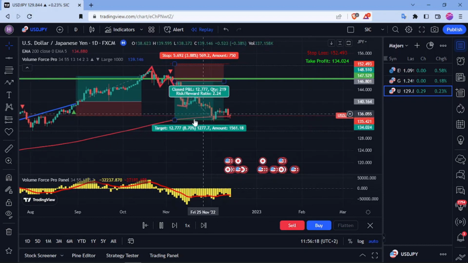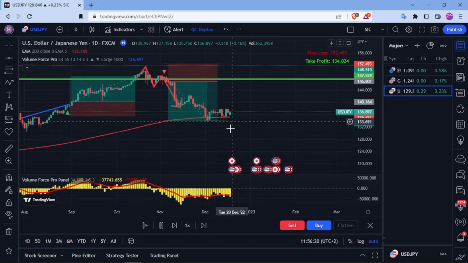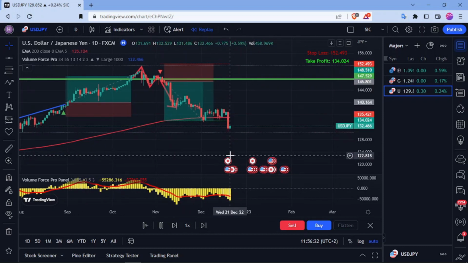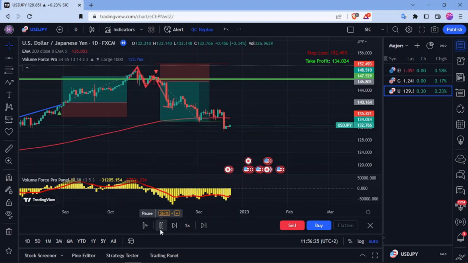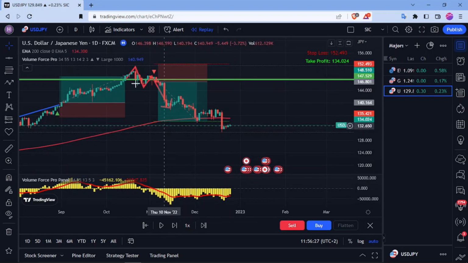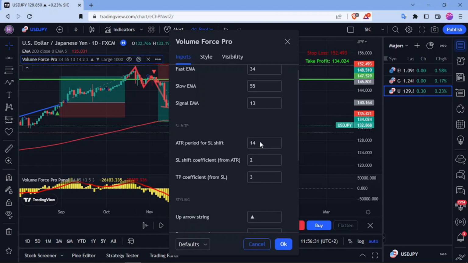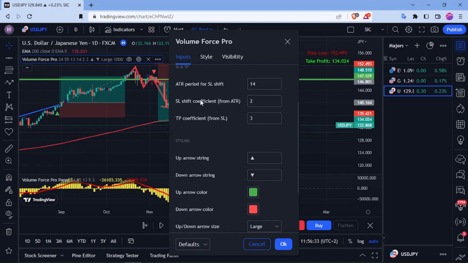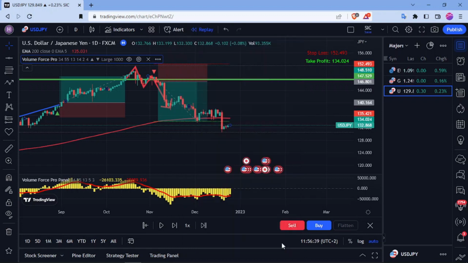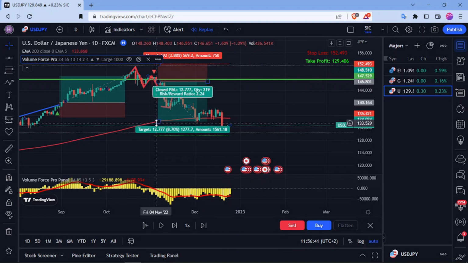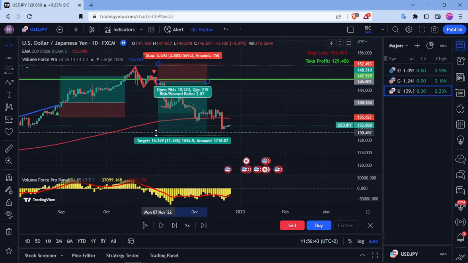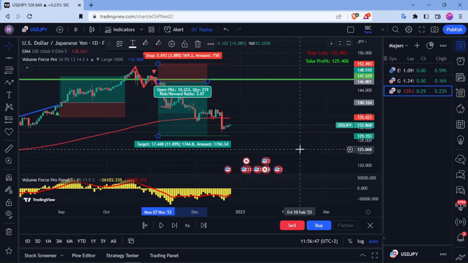Now, one of the cool things about using the Volume Force Pro is that it has an adjustable take profit so that you can adjust it for different strategies. For example, if we go into the settings and change the coefficient for the stop loss and keep it at 2 and change the take profit to 4, you'll see that it will automatically adjust your take profit according to the ATR and your stop loss that has been set.